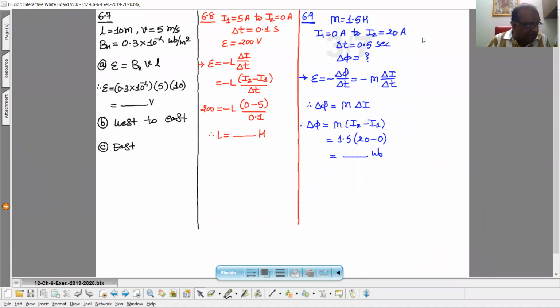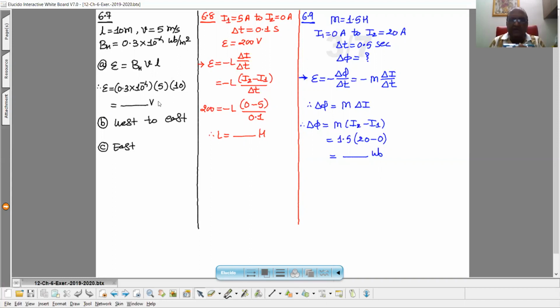Okay. Now see, length is 10 meter, speed with which it is falling is 5 meter per second, horizontal component is 0.3 into 10 raised to minus 4 Weber per meter square. So this one is the case of motional EMF. E is B horizontal v L. Substitute all these three values, you will get the answer.